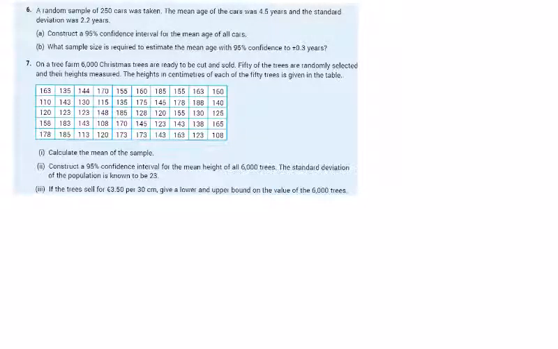Question 6. A random sample of 250 cars was taken. The mean was 4.5 and the standard deviation 2.2. Construct a 95% confidence interval for the mean age of all cars.